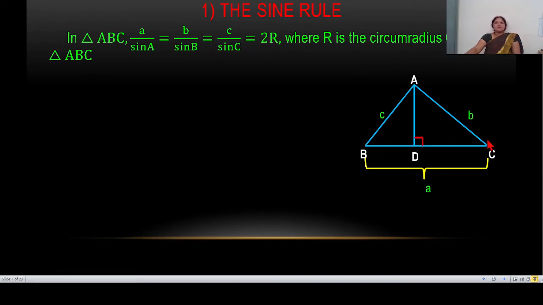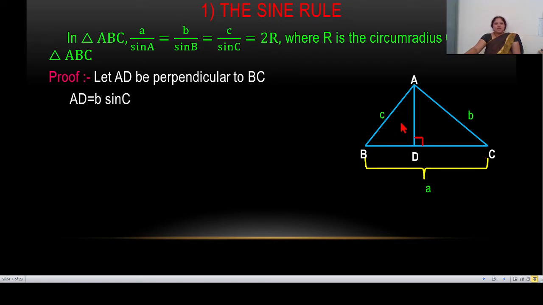Here, ABC is the triangle. Angles of this triangle are angle A, angle B and angle C. Capital A, B, C are the angles of the triangle and small a, b, c are sides of the triangle. Here, length BC equal to small a, length CA equal to small b, length AB equal to small c. Let AD be perpendicular to BC. Therefore, AD equal to b sin C.